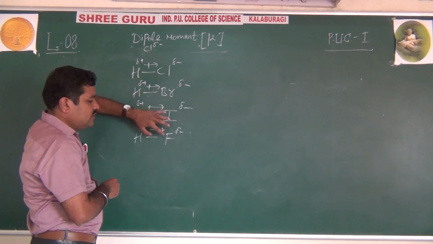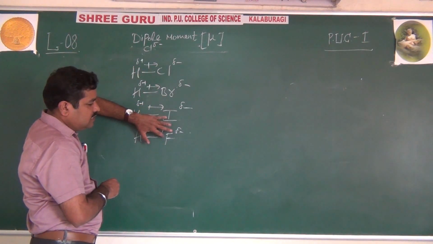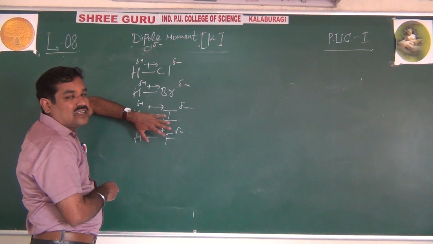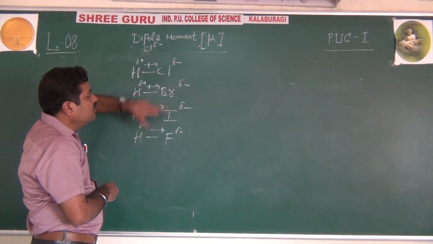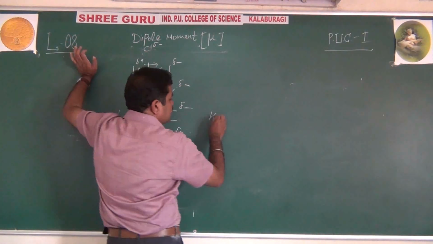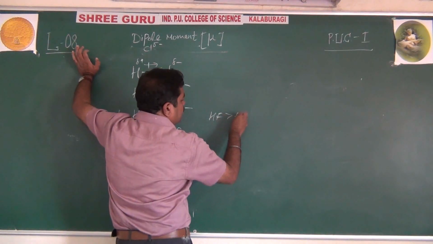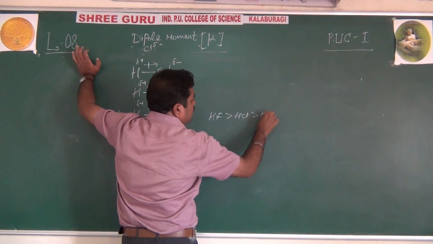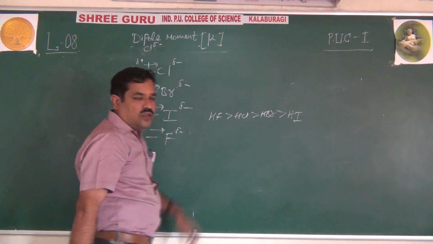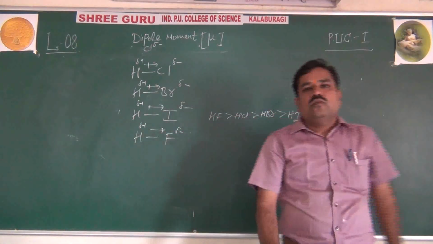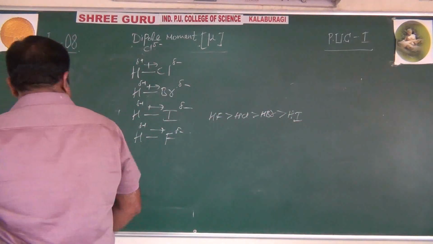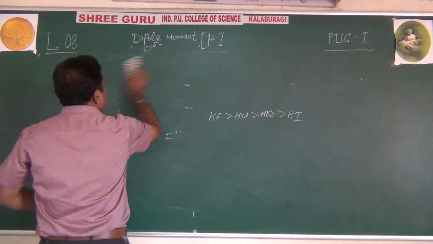But check: as the electronegativity of the halogen atom increases, the mu value, the dipole moment, increases. Therefore, HF is more polar than HCl, HBr, HI. Remember the order is HF, HCl, HBr, and HI, the decreasing order of polarity. Which is highly polar? Beryllium fluoride. Next, another example is the wavy type.